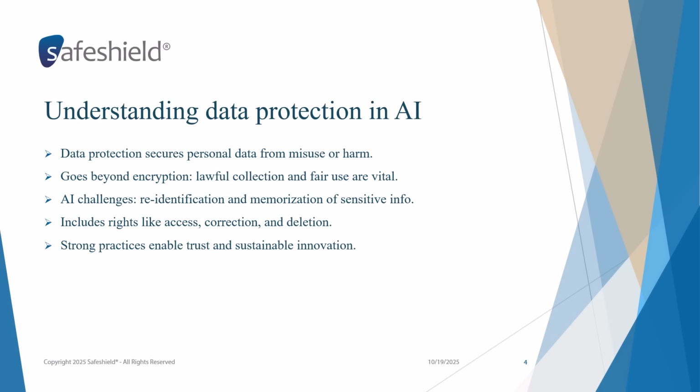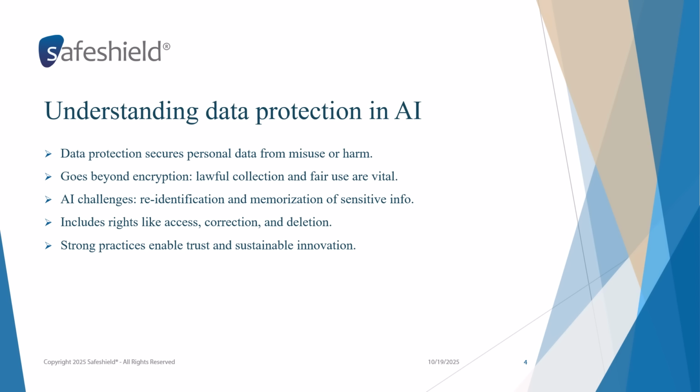Data protection refers to the frameworks, technologies, and practices that safeguard personal data against unauthorized access, misuse, or harm. In AI, data protection goes beyond encryption and access controls. It also involves ensuring that personal data is collected lawfully, processed fairly, and used for clearly defined purposes. These requirements are central to regulations such as GDPR and are equally critical to maintaining trust. AI systems process vast amounts of structured and unstructured data, ranging from customer transactions to sensor readings and voice recordings. The sheer volume and variety of this information create unique protection challenges.